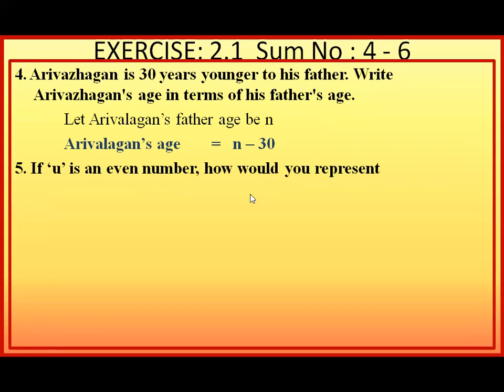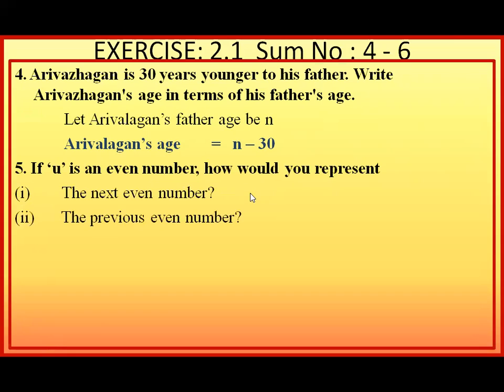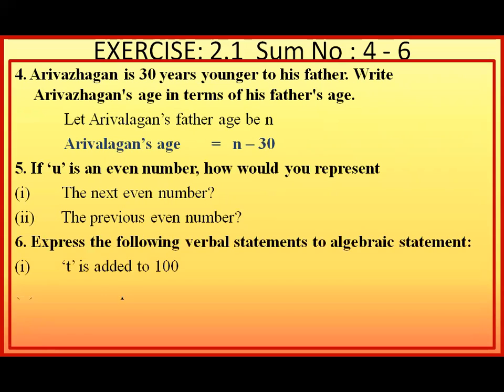If U is an even number, how would you represent the next even number and the previous even number? For every even number, you add 2 to it, so the next even number is U plus 2.